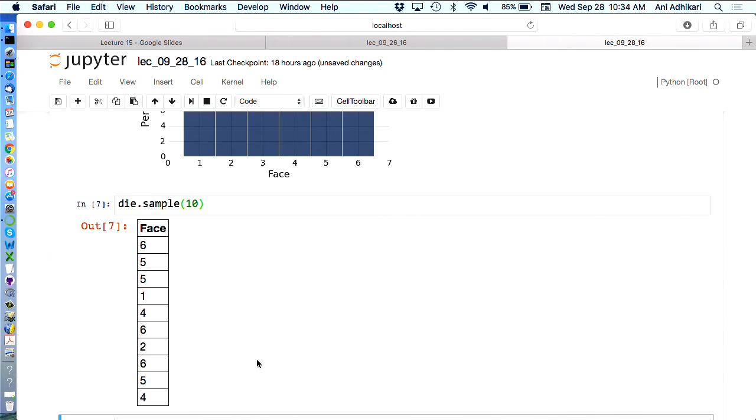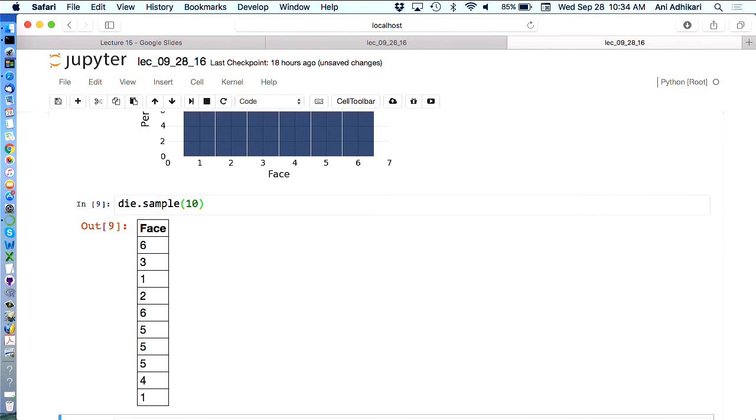And here are the 10 rolls that we got. And if I run it again, I get a different set, and if I run it again, I get a different set. No surprise to you at all, right? Okay, so now you have two methods of drawing things at random.